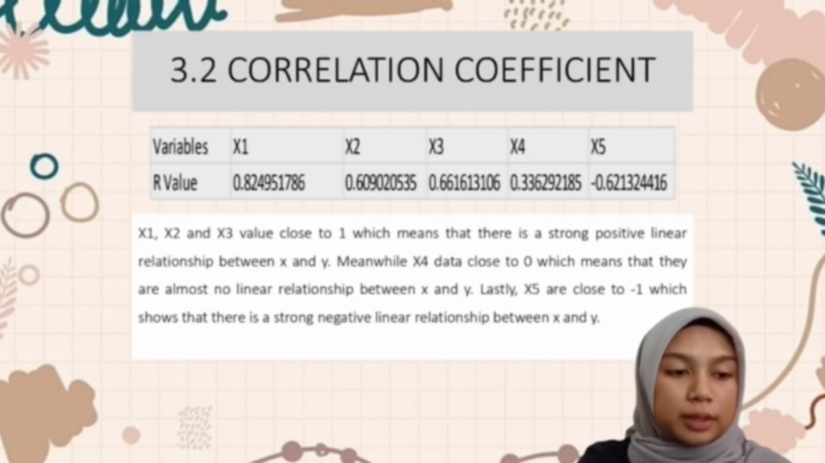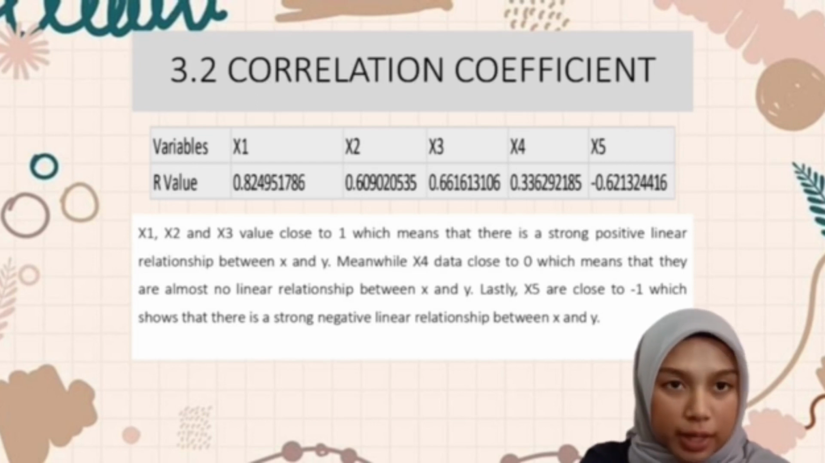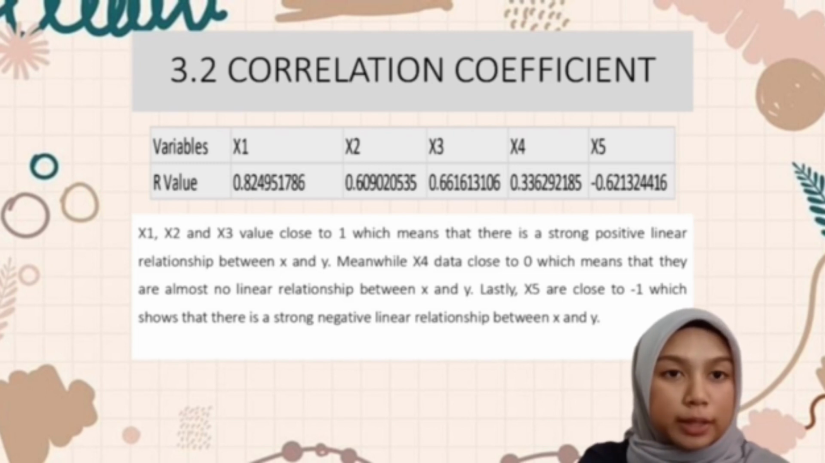X1 to x3 values are close to 1, which means that there is a strong positive linear relationship between x and y. Meanwhile, x4 values are close to 0, which means that there is almost no relationship between x and y. And lastly, x5 values are close to negative 1, which means that there is a strong negative linear relationship between x and y.